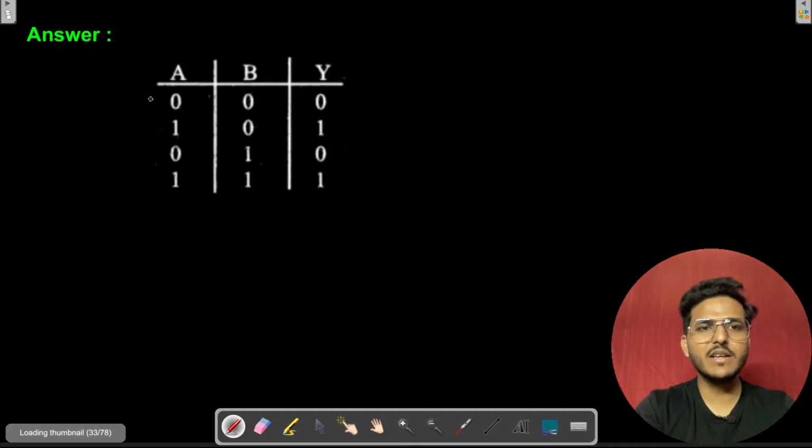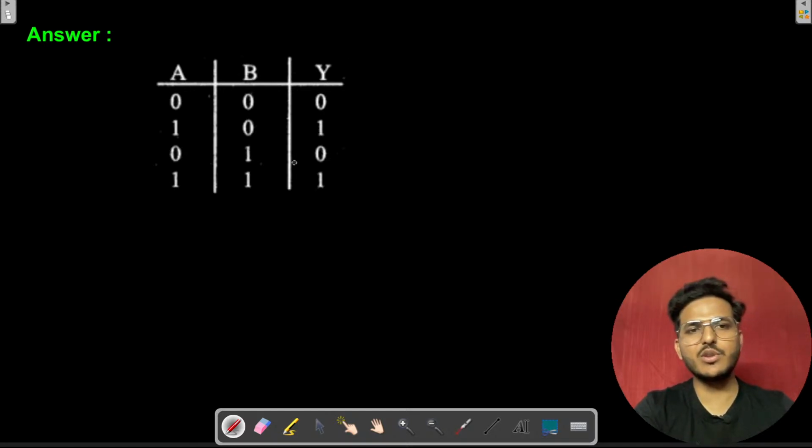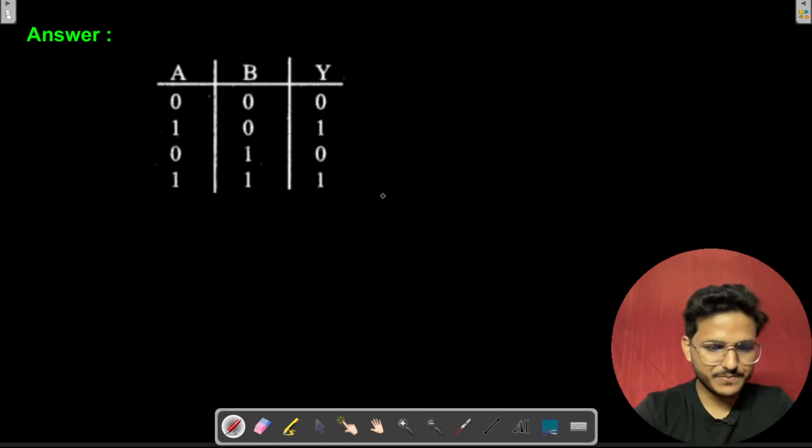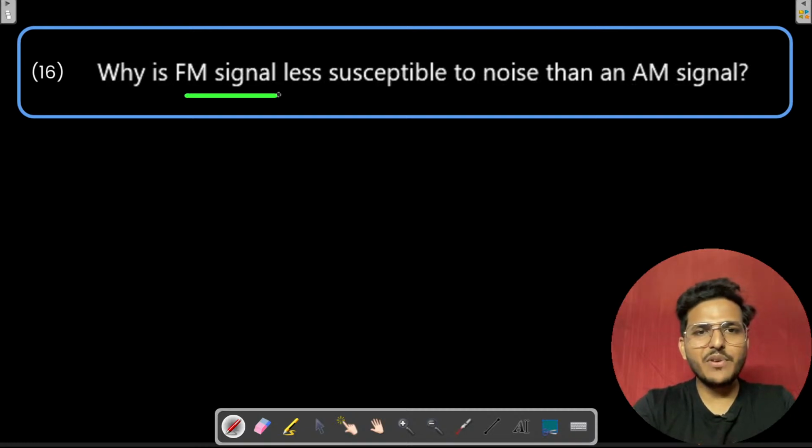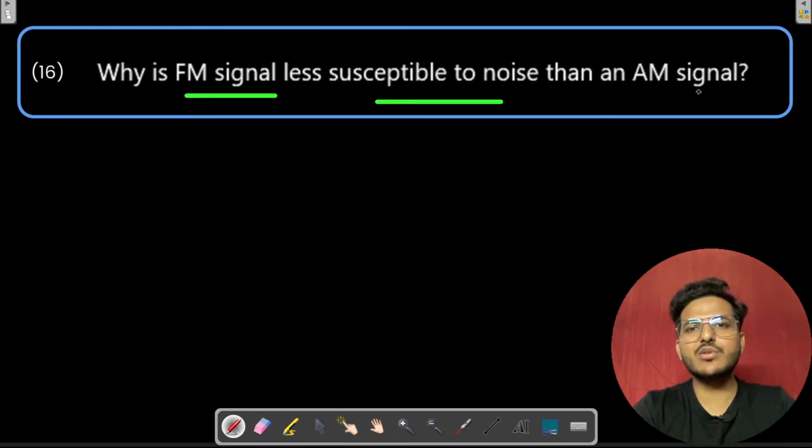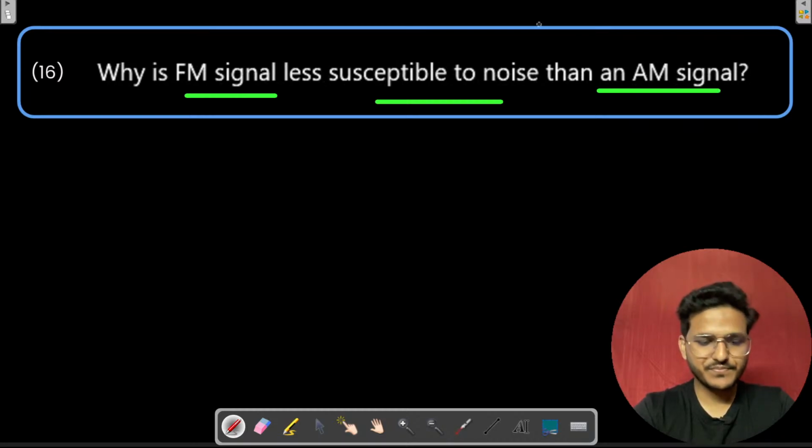What is the final answer? A is 0101, B is 0011, Y is 000, 100, 010 and 111. Alright? Okay. Why are FM signals less susceptible to noise than the AM signals?